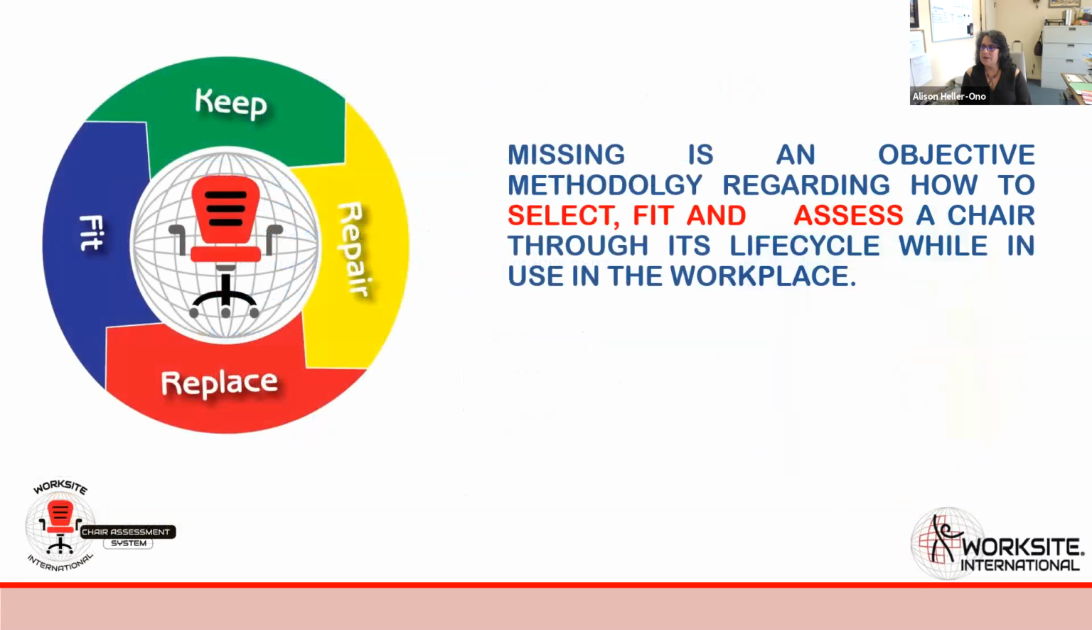So missing is an objective methodology regarding how to select, fit, and assess a chair through its life cycle while in the workplace, right? So that risk assessment tool will help you to evaluate whether to keep, repair, or replace and fit. So this is the chair life cycle that I've developed under the use section: keep, repair, replace, and fit. It's a great way to remember how you're going to assess the chairs and what time frame they're in as far as categorizing them.